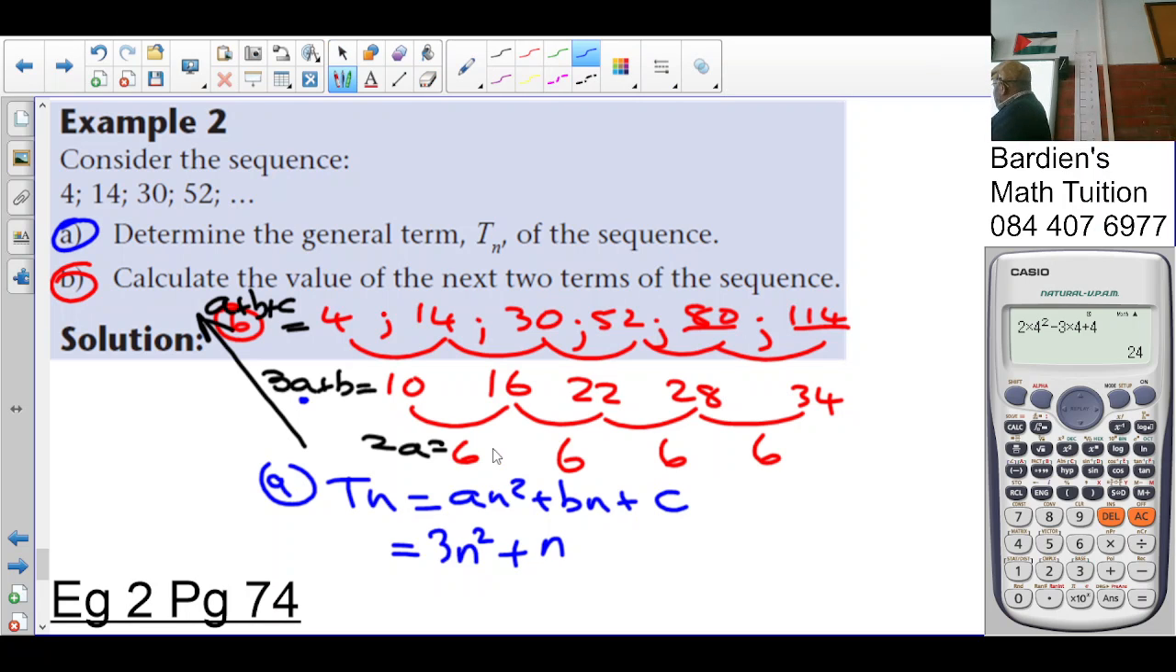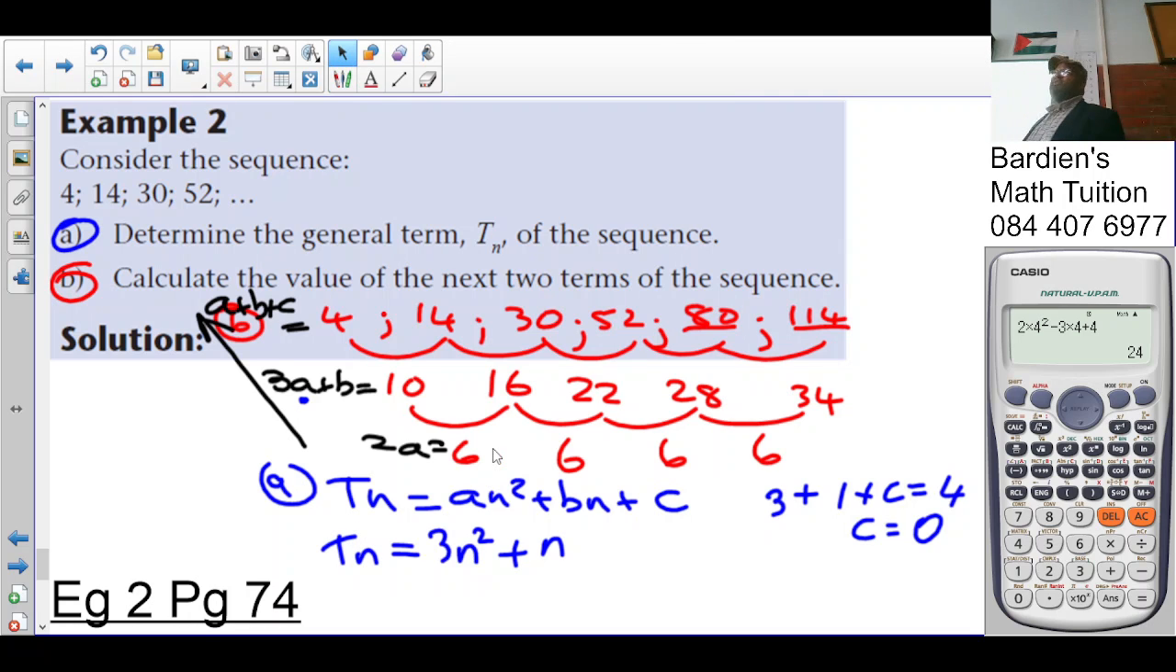Then we know that a plus b plus c is 4. So what's your a value? 3 plus 1 plus c is equal to 4. So c is equal to 0. So you can put the plus here or just leave it like that. Okay? Just leaving it like that is better.